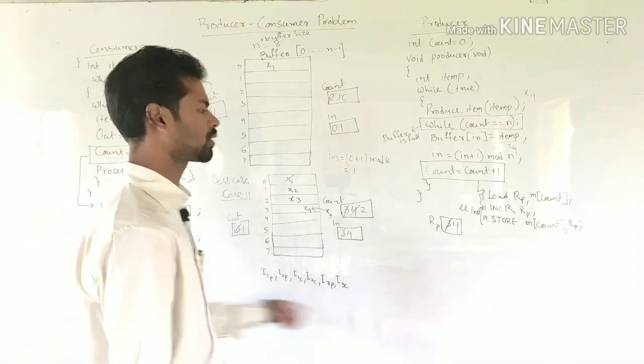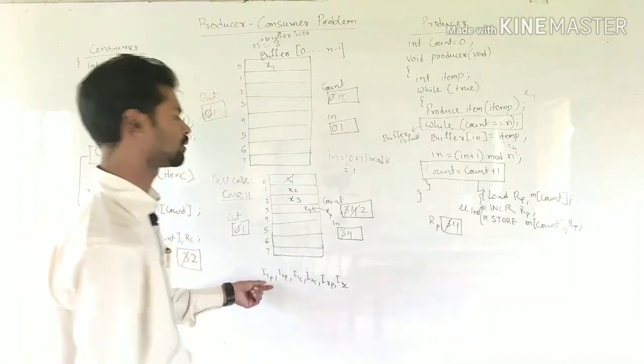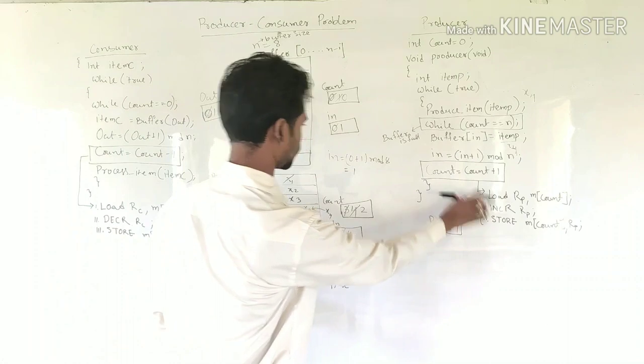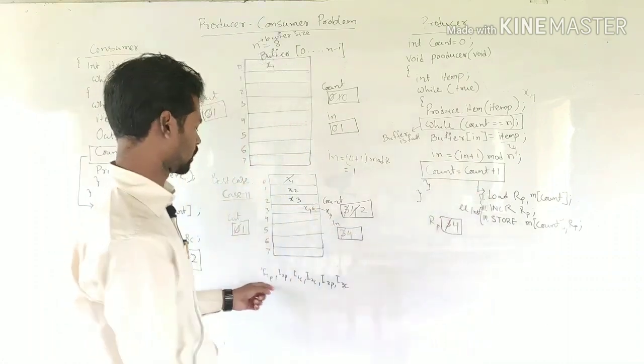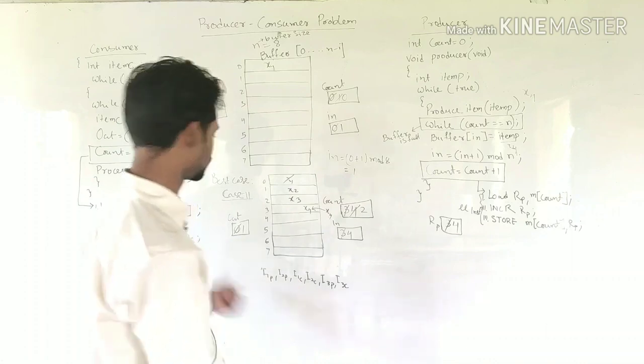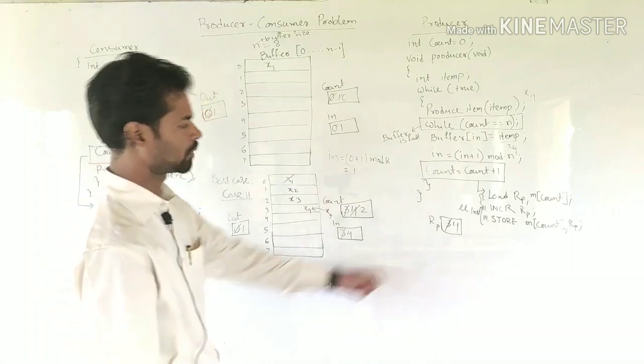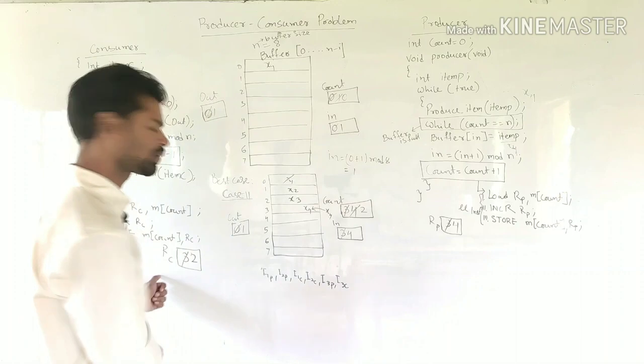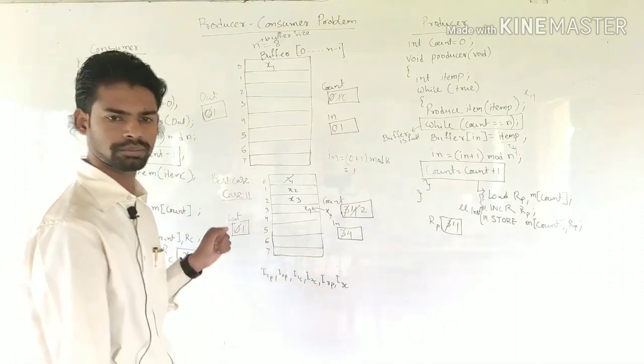This is the sequence we have executed. I have executed first instruction I1P, then I2P, then I1C, then I2C, then I3P and I3C. Now both the processes are completed.